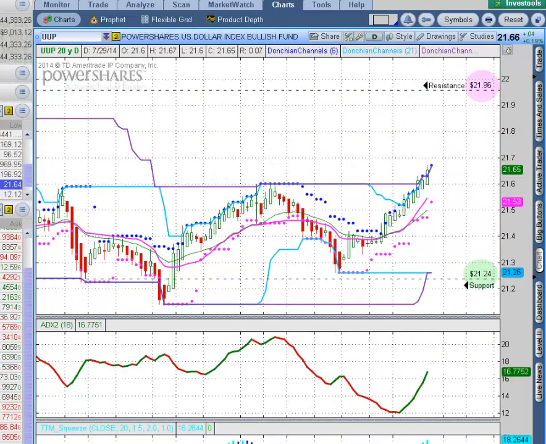The US dollar closed up with a firm break of the 55-day Donchian channel. Support is at 21.24 as seen by the green oval. Our next target is resistance at 21.96. This is seen by the pink oval.